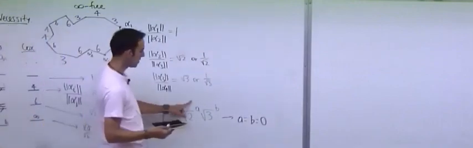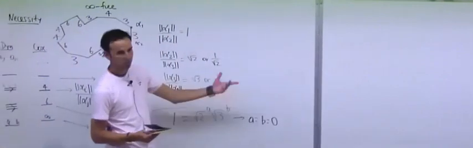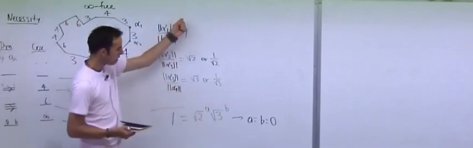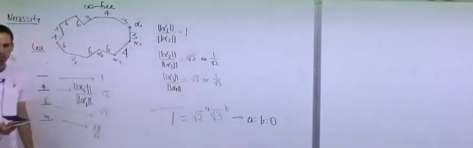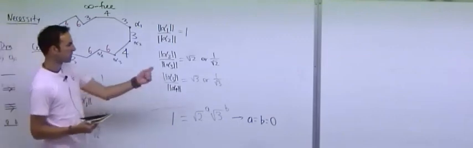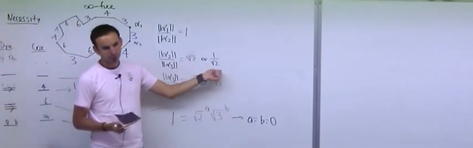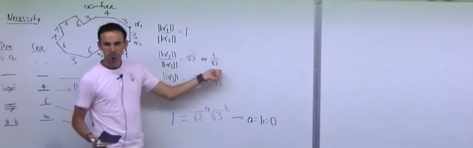It's the only way that you could have square root of 2 to some integer times square root of 3 to some integer equal to 1. Okay? a equals b equals 0. So, for example, a equals 0. That means that the total power of square root of 2 that you see over here is 0. And that means that the number of times you chose square root of 2 is equal to the number of times you chose 1 over square root of 2. And that means that you have an even number. Okay?